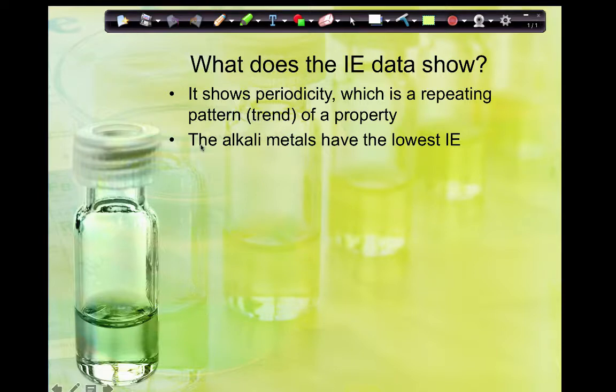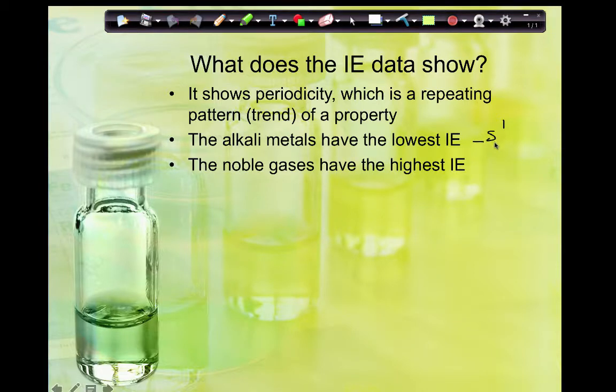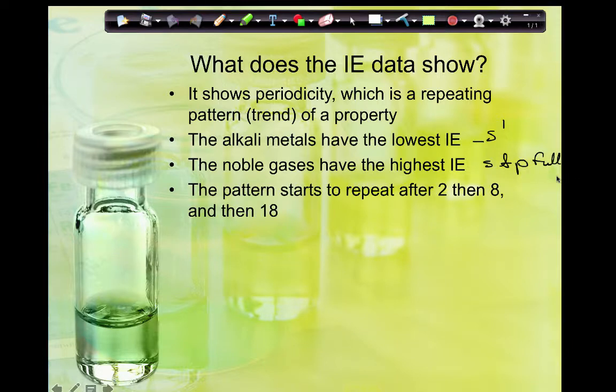But if we look at all of the data, we can also see that the alkali metals have the lowest ionization energy. All the alkali metals have the configuration s1 on the outer energy level. So there's one electron on that outside energy level, and it doesn't take as much energy to remove that. Noble gases will have the highest, because their s and p sublevels are full on the outside energy level.